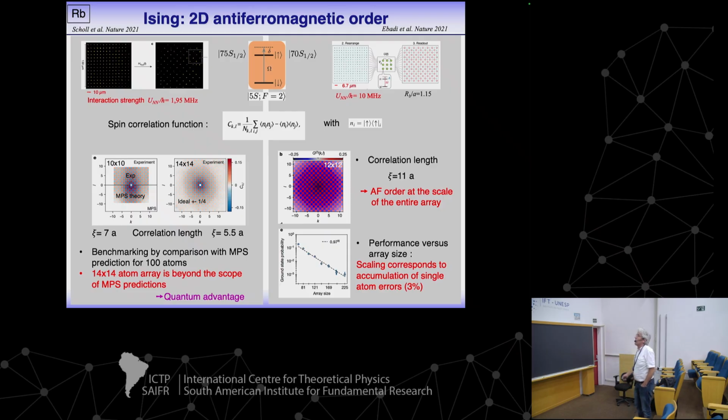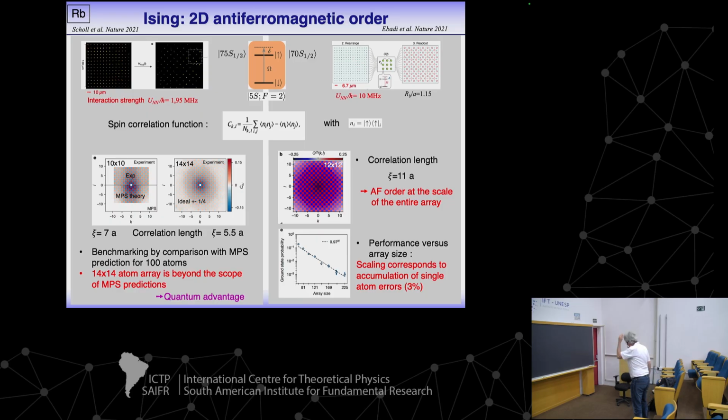Then similar results were obtained in the group of Michel Brune with an array of a size which is a little bit larger, with a little bit reduced imperfection, so that the correlation length was more than 10 times the distance between the lattice sites.